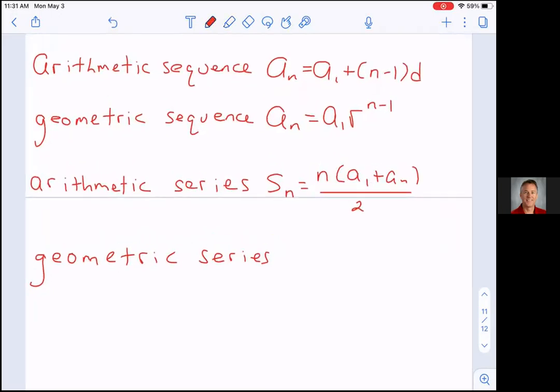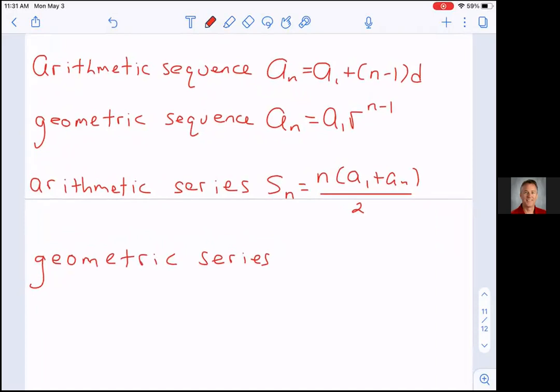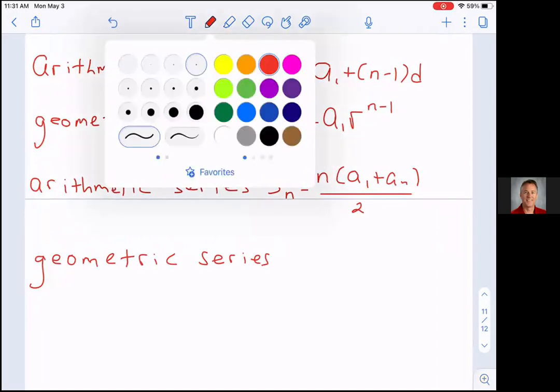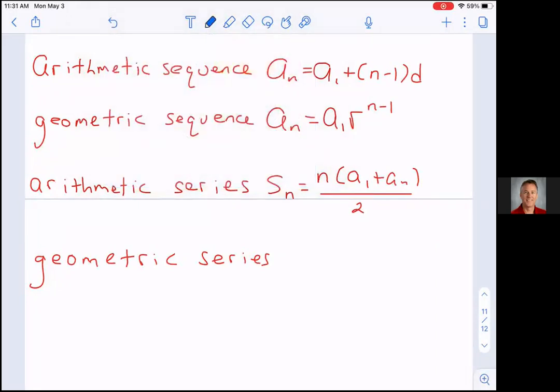So the last formula that I hadn't given you yet, you guys should write this down. Let's make it a different color since this is new for today. S sub n, this is for a geometric series, is equal to a sub 1 minus a sub 1 times r to the n power, all divided by 1 minus r.